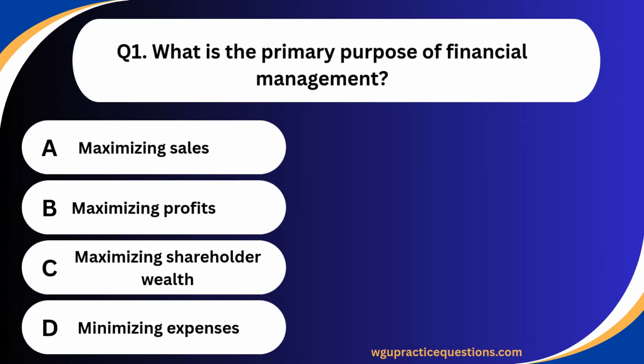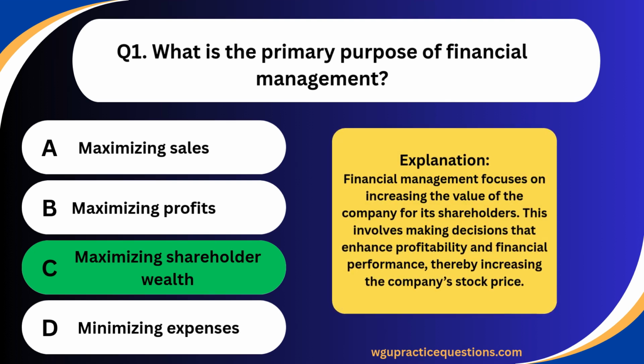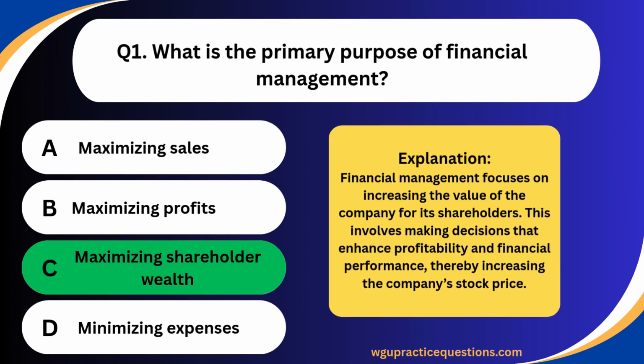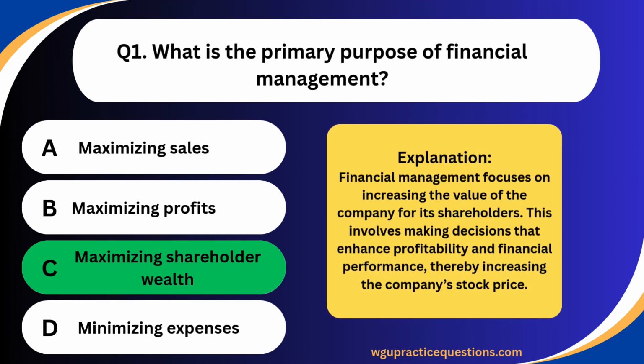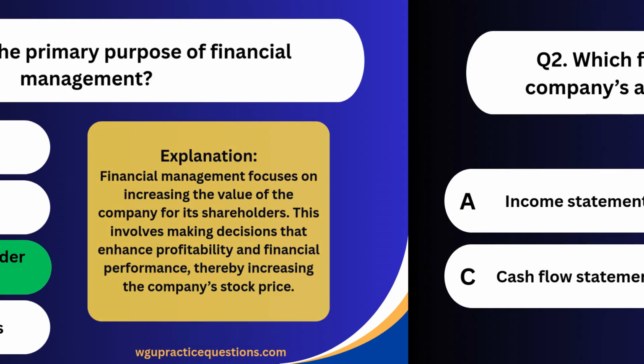The correct answer is C. Maximizing shareholder wealth. Explanation. Financial management focuses on increasing the value of the company for its shareholders. This involves making decisions that enhance profitability and financial performance, thereby increasing the company's stock price.